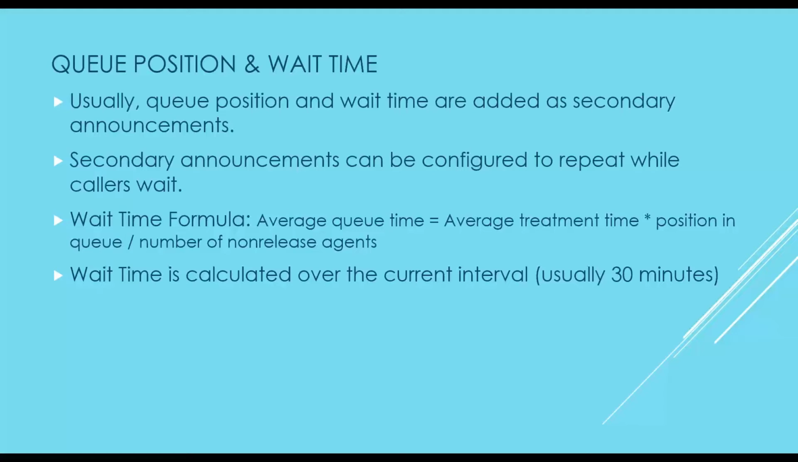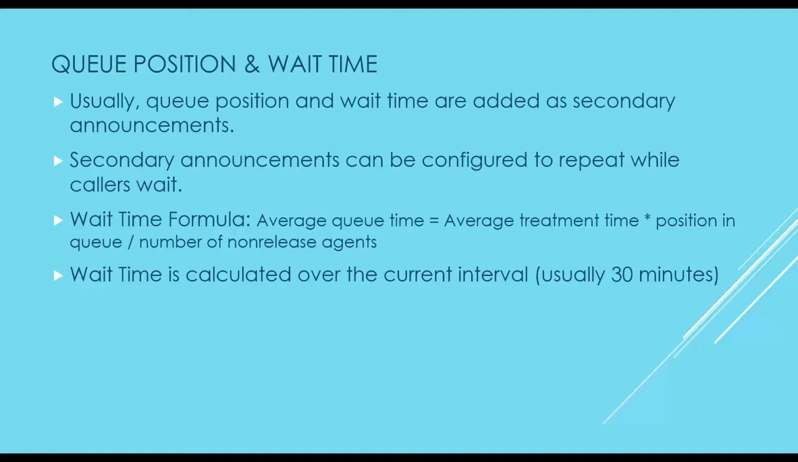All right. So another popular option for queue handling that we do through these scripts and announcements are queue position and wait time. So other times we might want to occasionally present to the caller, or maybe when they first enter the queue, give them maybe their queue position or estimated wait time. This would be something that you could configure potentially as a first announcement, or usually more often as a secondary announcement. I also have here the wait time formula in case you're curious.